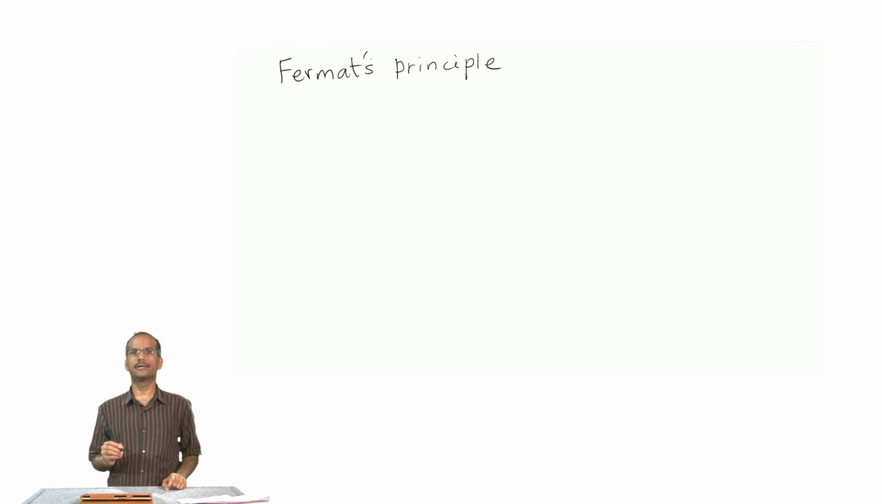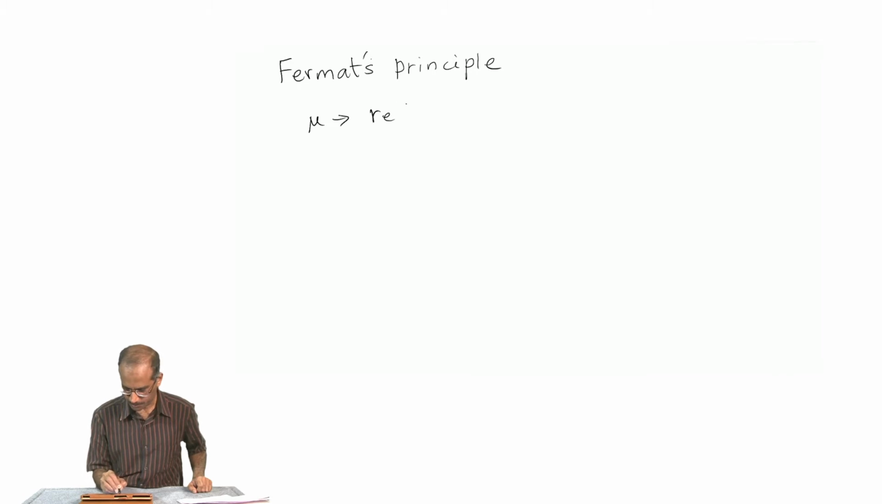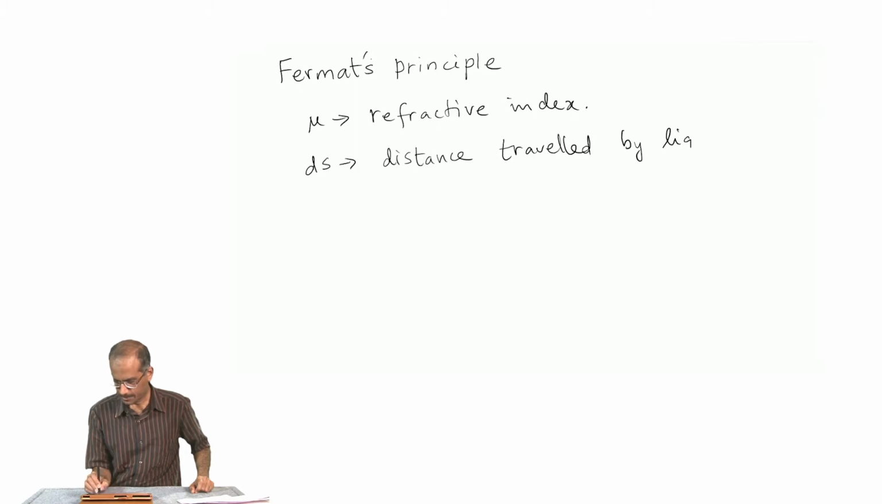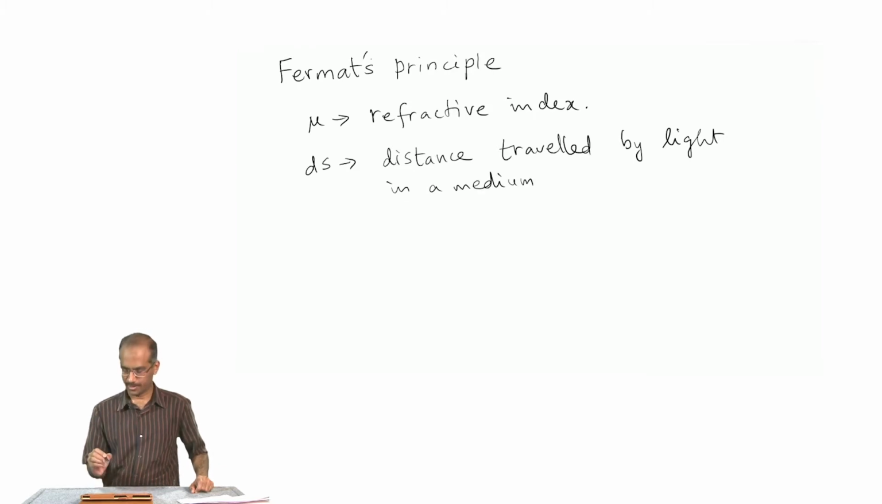We need to state the refractive index. Let me assume that light travels in a medium with refractive index mu. Let me denote by ds the distance travelled by light in a medium with refractive index mu.